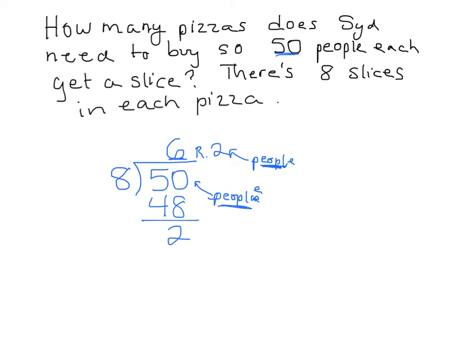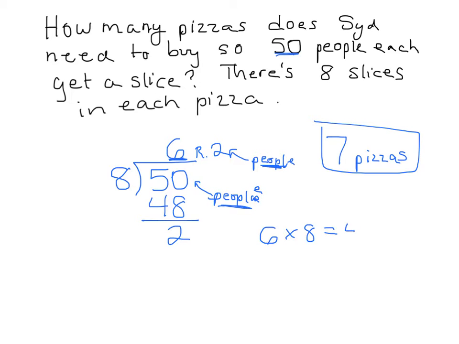So we need to buy 7 pizzas instead of the 6. And you can always check your answer by thinking, let's say I buy 6 pizzas. So 6 pizzas with 8 to a slice means there'll be 48 slices. That's not enough. But if we buy 7 with 8 to a slice, there's 56 slices, and that's enough for everybody.